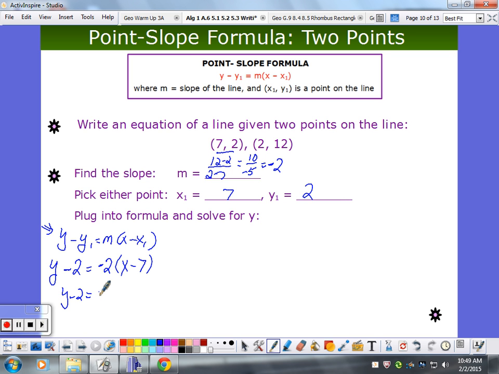-2 times x. Wait. Y1 is 2. This is m. Oh, be careful with that. What's a -2 times a -7? Plus 14. Add 2 to both sides.